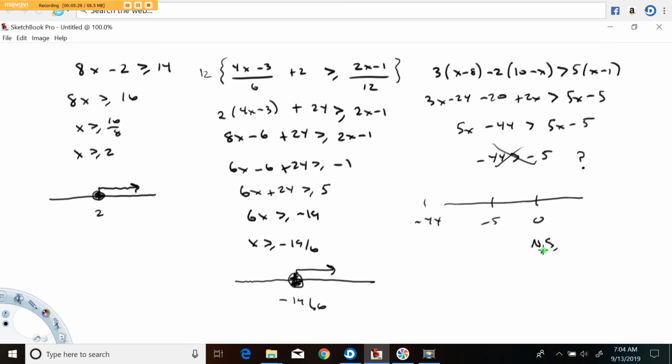I want to keep this video short, so I'm just going to leave it at that. I hope this video helps demonstrate how to solve inequalities. Again, just basically pretend they're equal signs. Just keep in mind that if you multiply or divide by a negative number, you have to reverse the inequality direction. Hope that this helps.